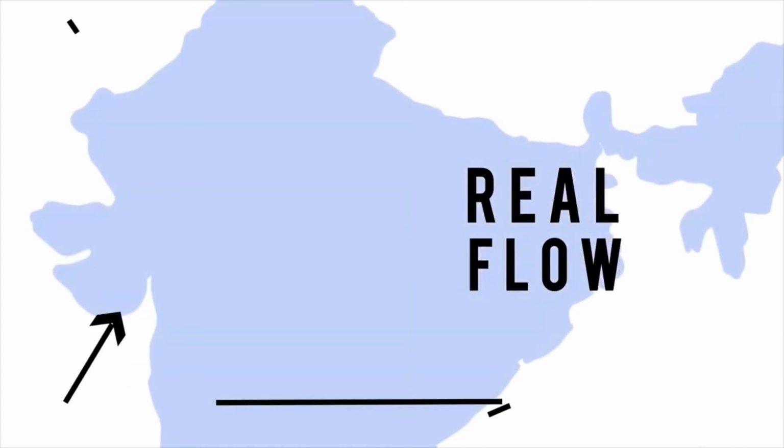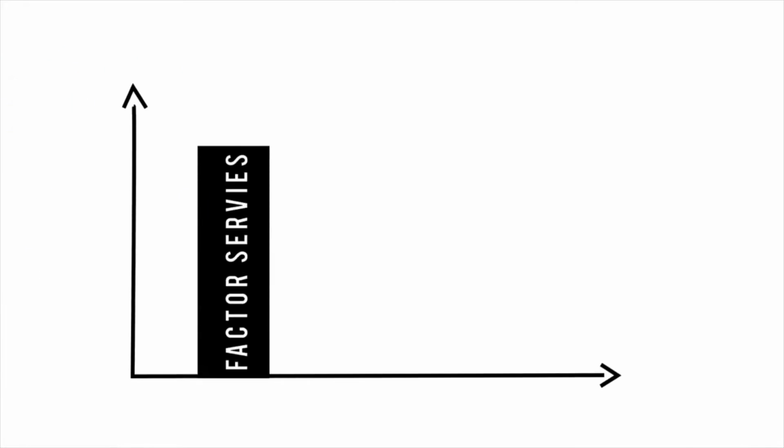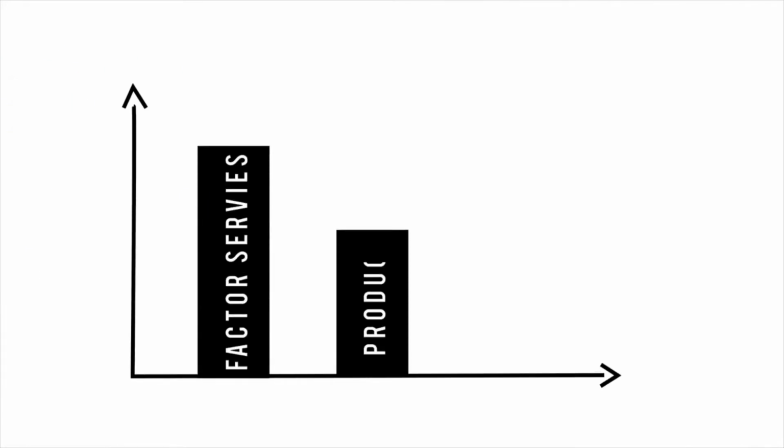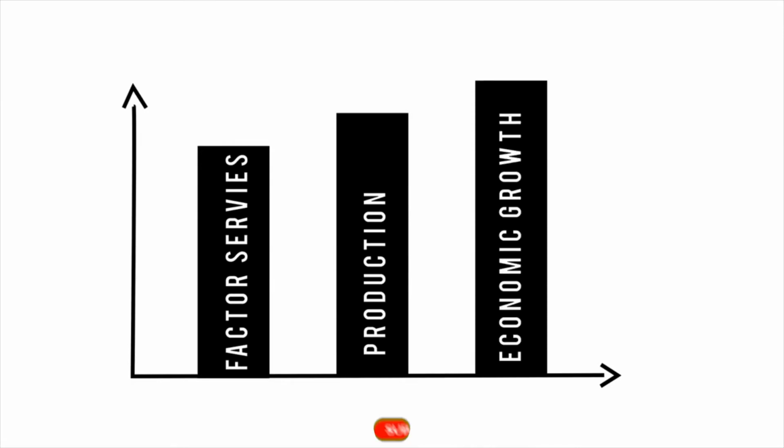The real flow determines the magnitude of growth process in an economy. For example, if more of factor services are offered to firm, more will be the volume of production and more will speed the process of economic growth.